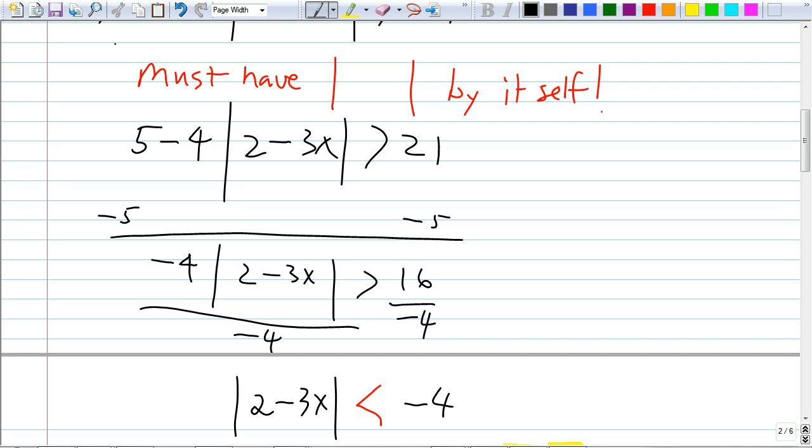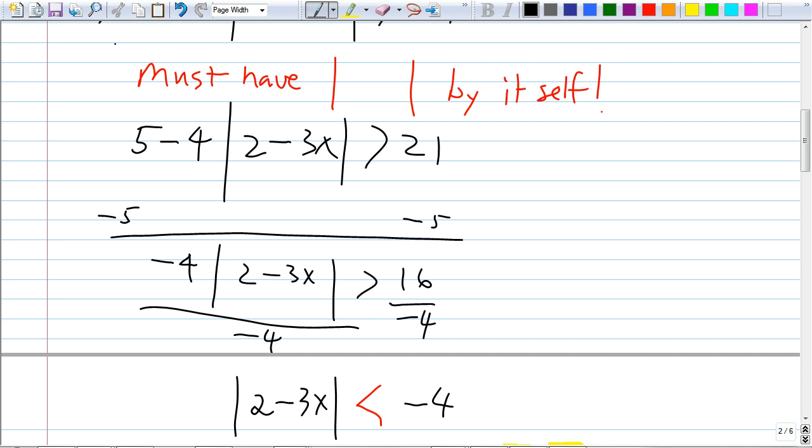Who could tell me the two inequalities that we get? Anybody else that didn't go yet? Sean? 2 minus 3x is less than negative 4. Good. Same exact thing without the absolute value.